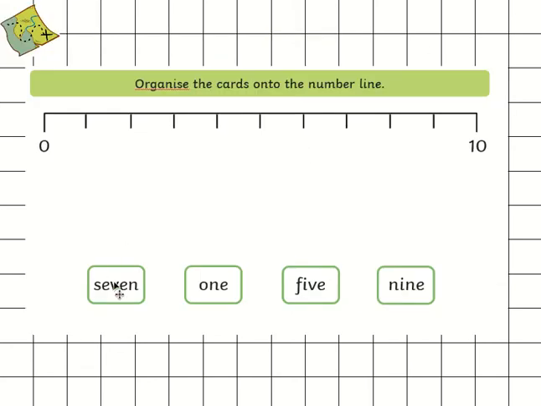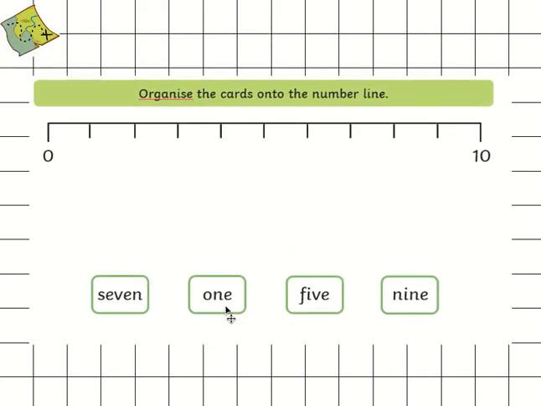So now it says organise the cards onto the number line. So I've got 0 and a 10. The key here, guys, is to count how many you've got in the middle. So I've got 0, 1, 2, 3, 4, 5, 6, 7, 8, 9. If you would like to pause the video and have a quick go at where you think these numbers are going to go on the line. Okay, and I will show you quickly.